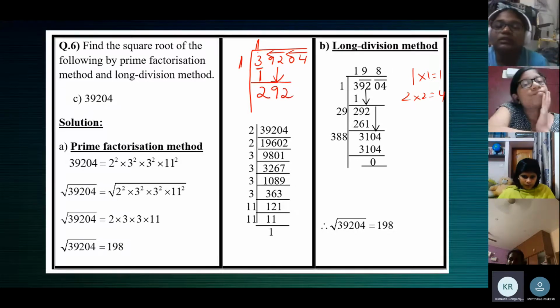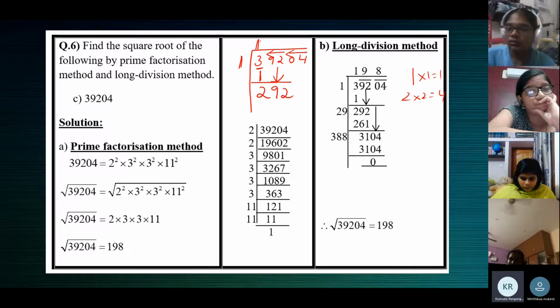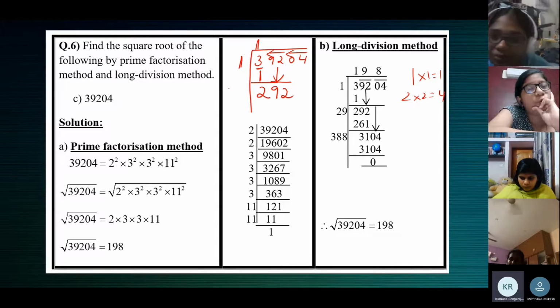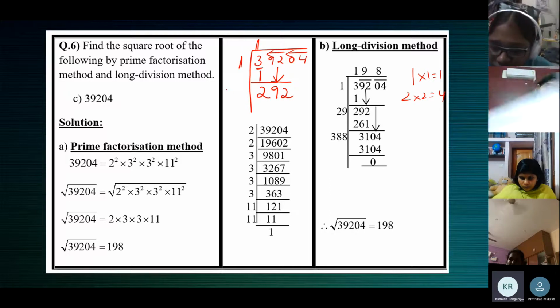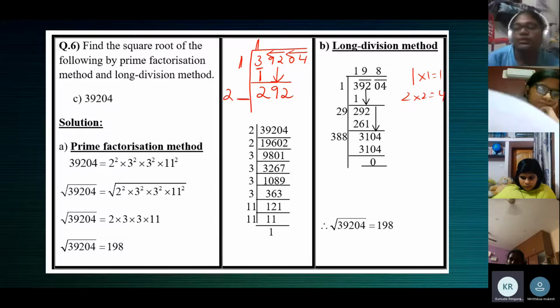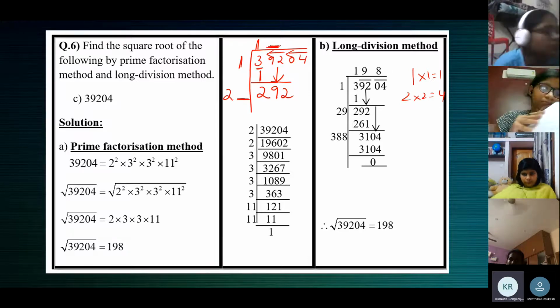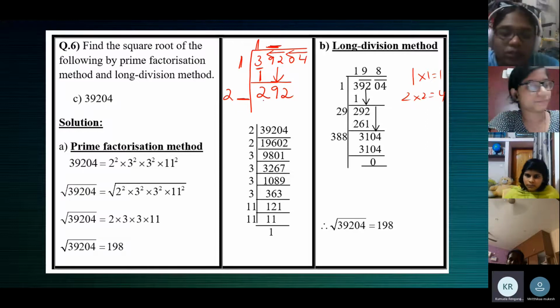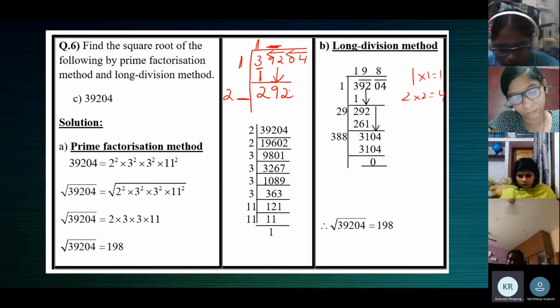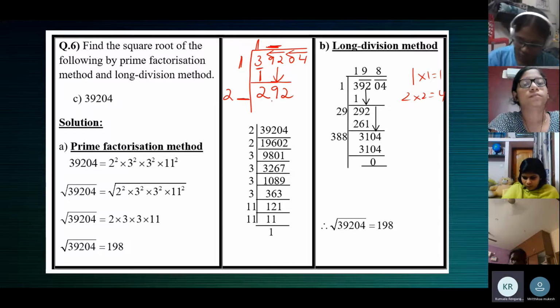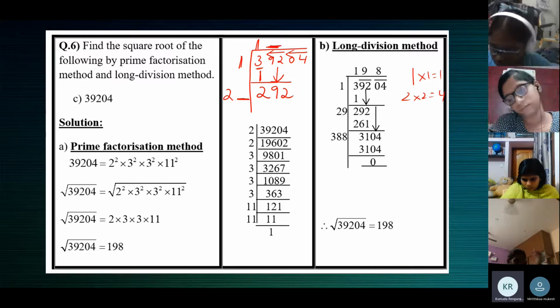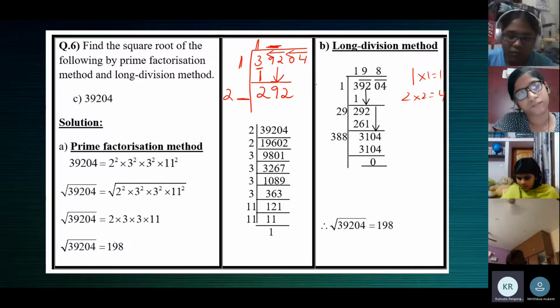9, 2 comes down. Double the quotient. 1 into 2, 2. Write it here, along this one. Don't write it close to the margin. Now, whatever digit you place here, you'll have to place the same digit here. And the product should be 292 or just less than 292.